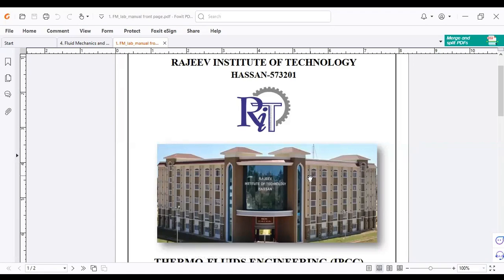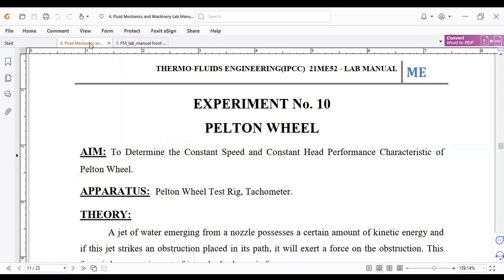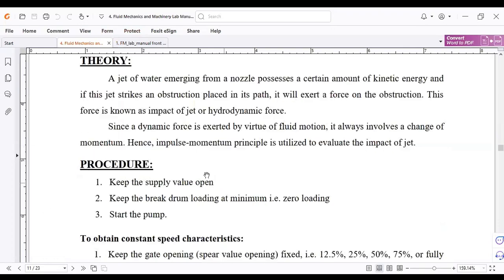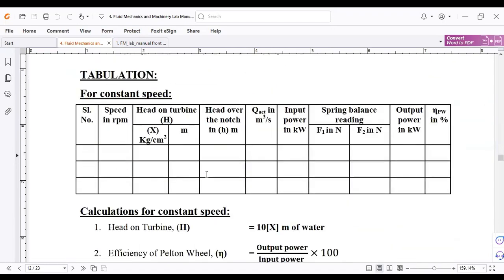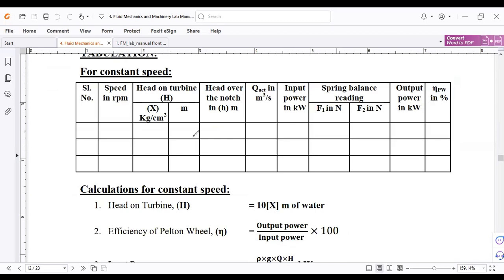Okay, already we discussed how to conduct the experiment on the Pelton wheel. The experimental part is over. Now I am going to discuss the calculation part of the Pelton wheel. You can conduct the experiment by two methods. One is the constant speed and another one is the constant head.